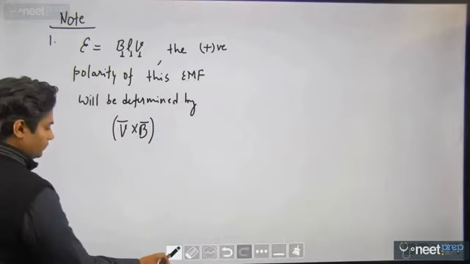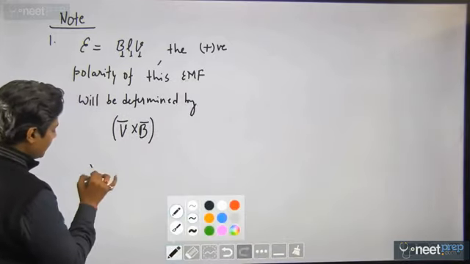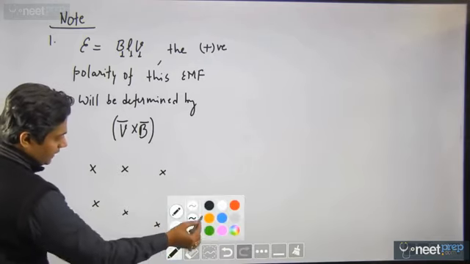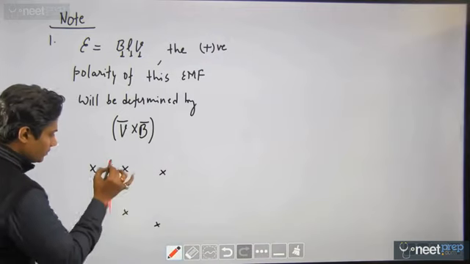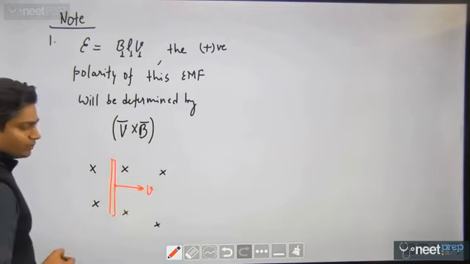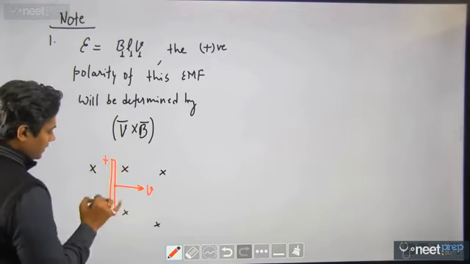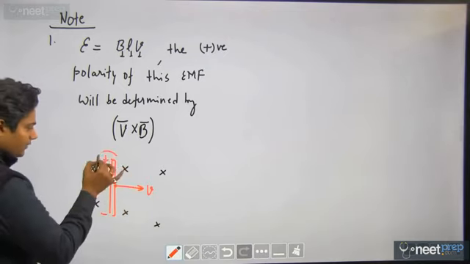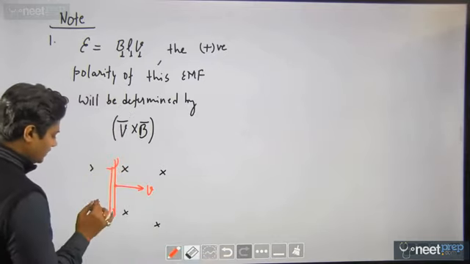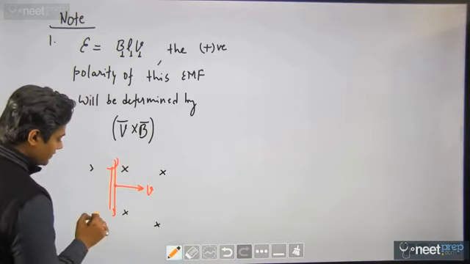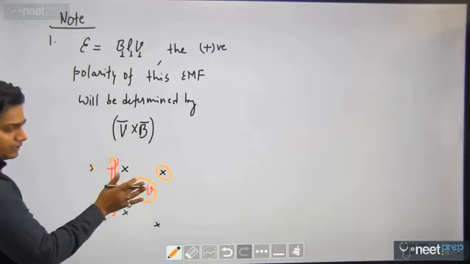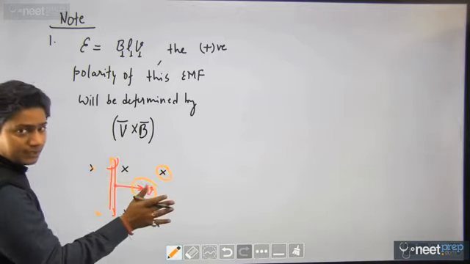For example, a very simple example: suppose there is a magnetic field present in the space like this, and you are moving a rod in this direction. First of all, check whether all the things are perpendicular to each other. Yes, they are perpendicular to each other. We have to write the perpendicular components. Now we would like to decide which end is positive and which is negative, so for that, my dear students, you have to determine the direction of V cross B. So for velocity, put your fingers along the velocity and curl them towards the magnetic field.